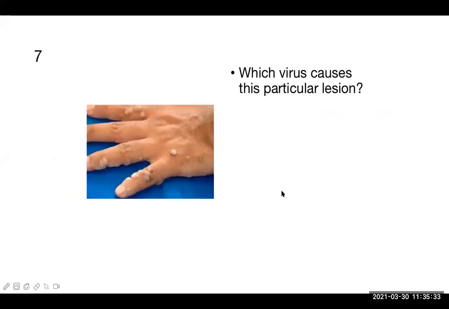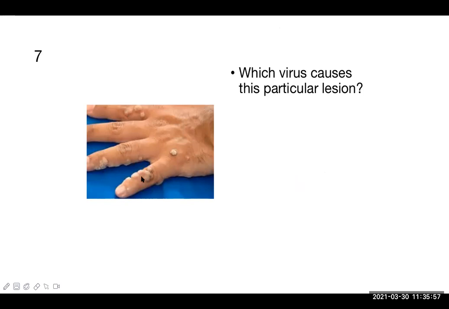Now, look at this picture and tell me which virus causes this particular lesion. I'm sure 100% of the student can solve this. Which virus is this? HPV. Yes? Human papilloma virus. Human papilloma. Very good. Human papilloma virus. Okay, anyone can diagnose it by just looking at the lesion.